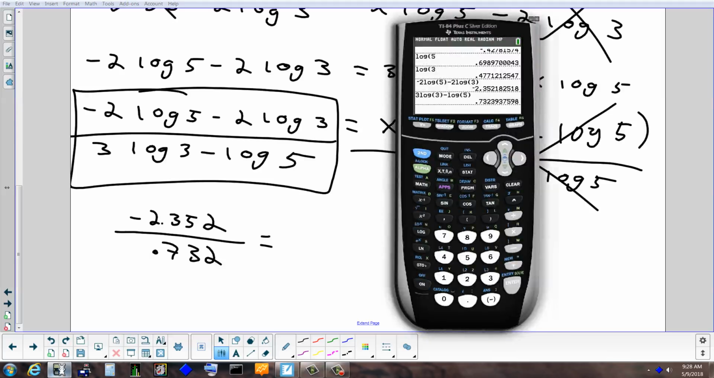Now, do you have to do it this way? No, you can type the whole thing in at once. But if you're not careful with parentheses or you mess up, it's a lot of symbols you've got to keep track of. This is just doing it in stages, so it's a little easier. So -2.352 divided by 0.732. So the answer is about -3.21.